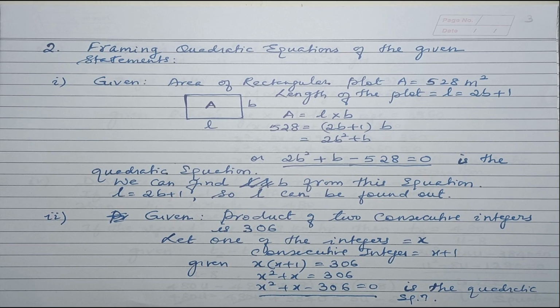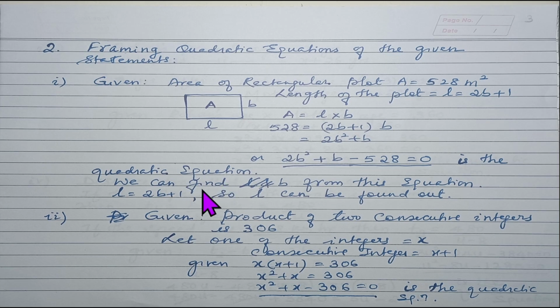Now we have to frame a quadratic equation of the given statement. Now what is the statement given to us? See, there is a rectangular plot and the area of that plot is 528 meters square. The length of the plot is L and the breadth is B, but the length is 1 more than 2 times the breadth, that is it is 2B plus 1. Now we know that area of a rectangle is A is equal to L into B. That means 528 is equal to L is 2B plus 1 into B, that is 2B square plus B. So we get 2B square plus B minus 528 equal to 0, which is a quadratic equation.